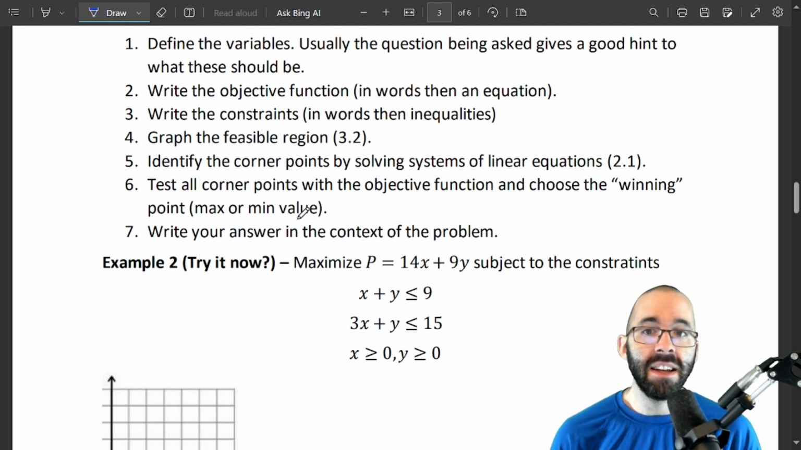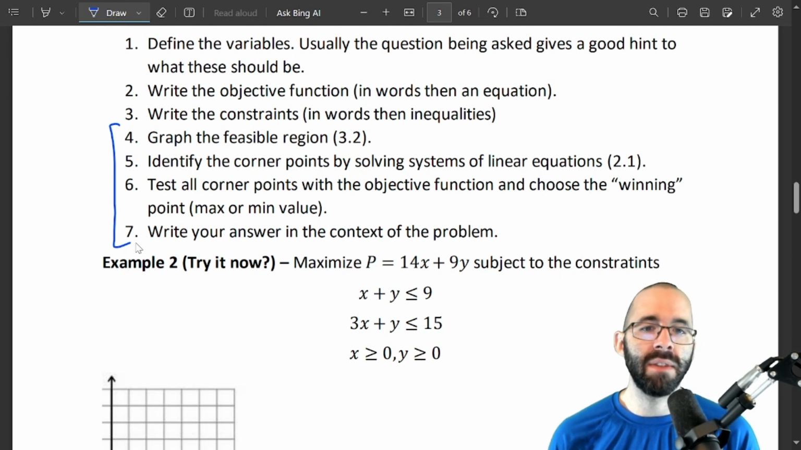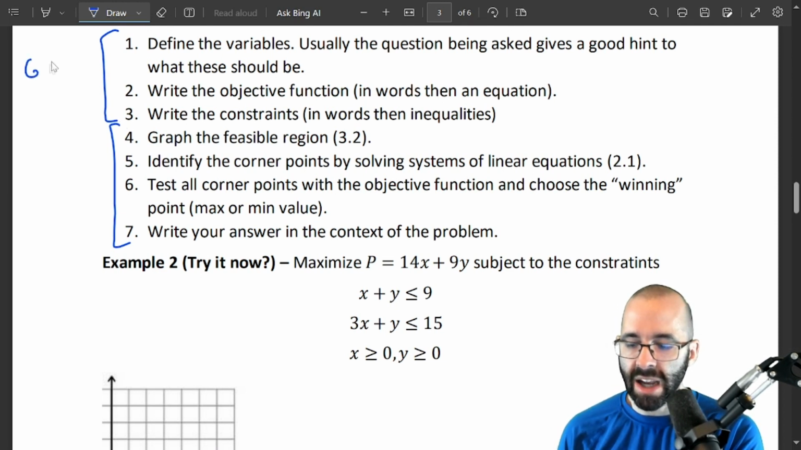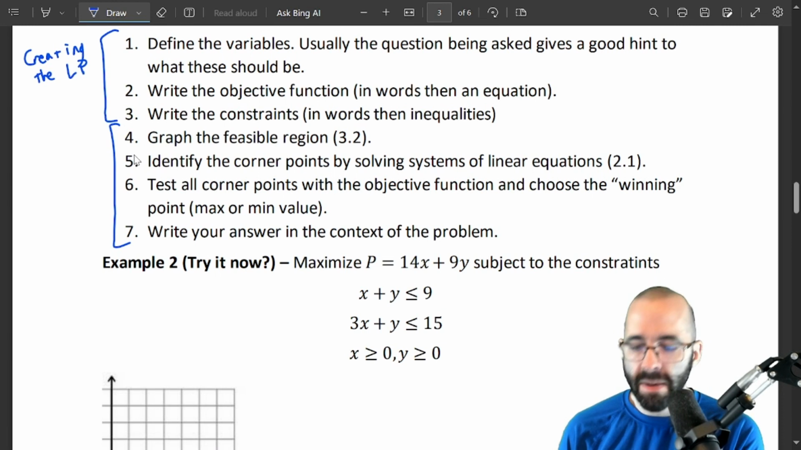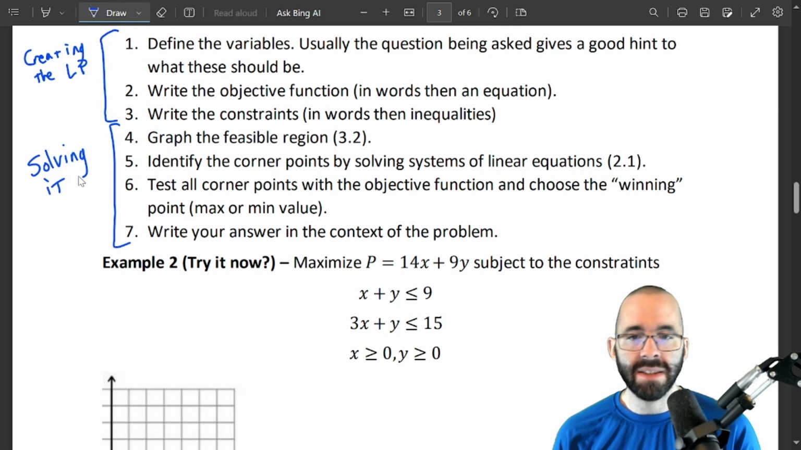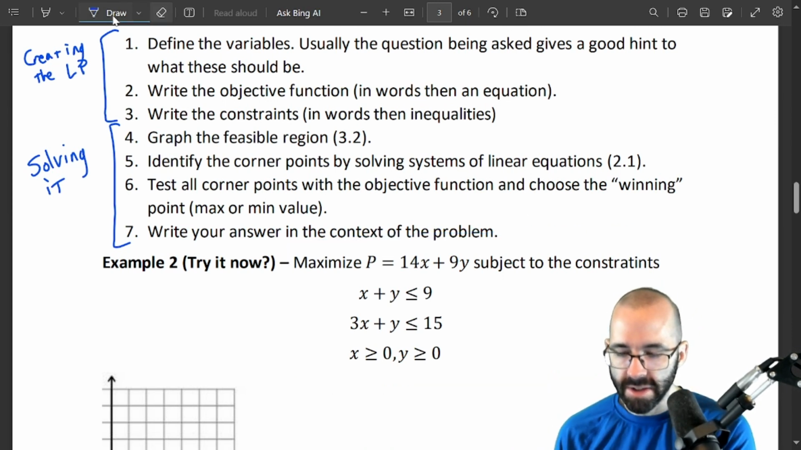Okay. Here, in this try it now version, steps 1 through 3 have already been done. Steps 1 through 3, right? These are just creating the linear program. I'm going to write LP for linear program. And then the next steps are solving it. So in example 2, notice that it already tells us what the linear program is. So we only have to do steps 4, 5, 6, and 7. All right, so let's do it.